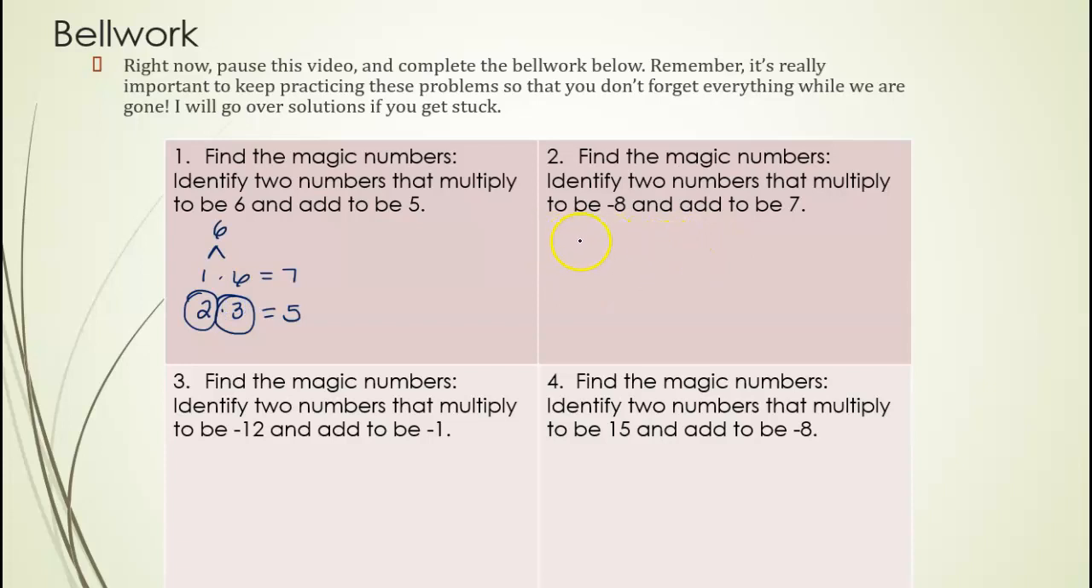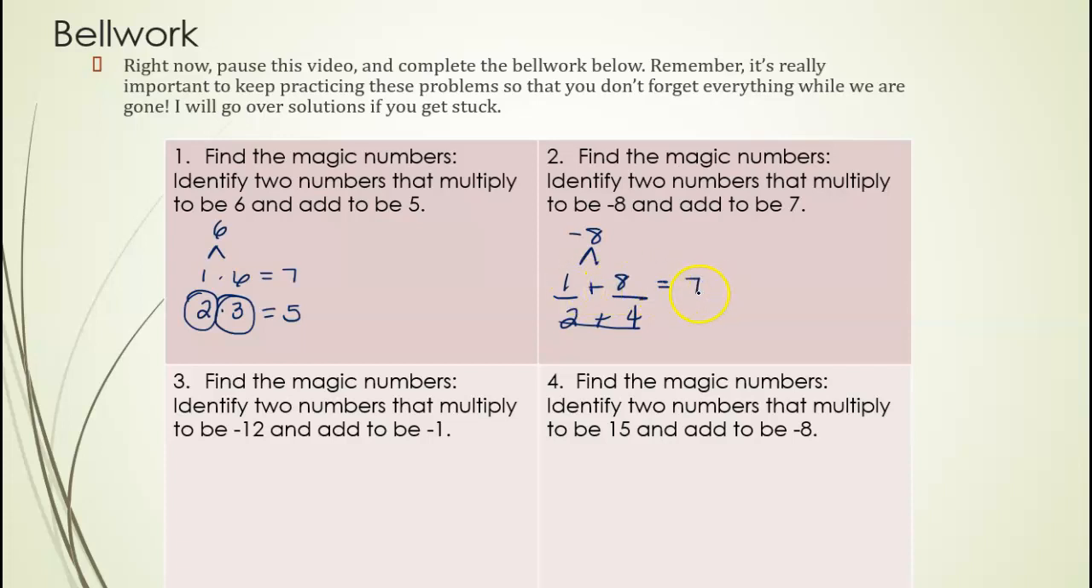For number 2, you should have looked for 2 numbers that multiply to be -8 and add to be 7. So when I think about numbers that multiply to be 8, if I don't worry about my signs, 1 and 8 multiply to be 8, and 2 and 4 multiply to be 8. And I want to think about, is there a way to add or subtract these to make 7? Well, 2 plus 4 would be 6, 2 minus 4 would be -2, so that's not right. It has to be 1 and 8.